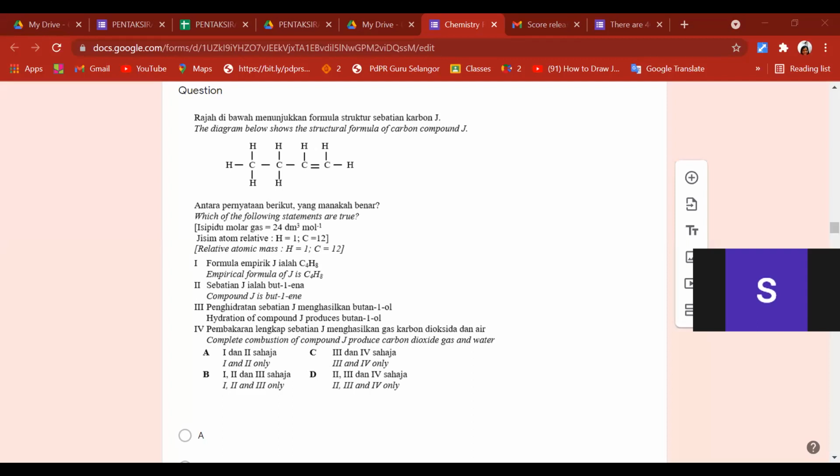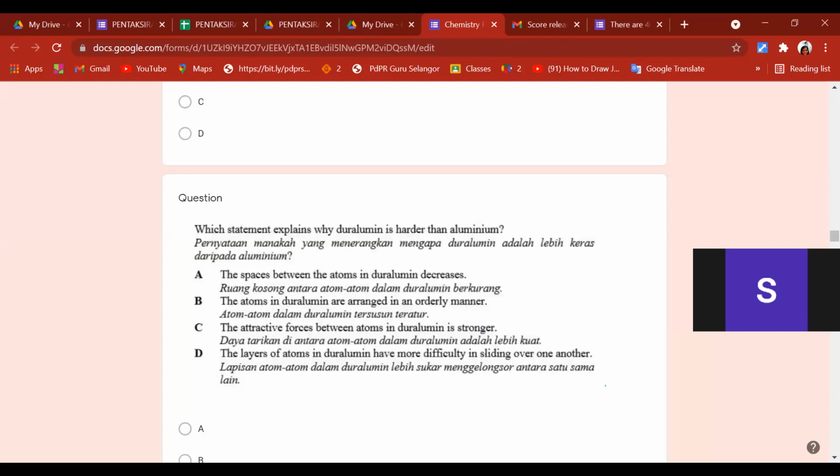Very simple. You have to find the easiest way to find the answer. Don't need to look at number 3 and 4. So straight away you know the answer is D, because A and B cannot, C cannot. Okay, so that is the best answer here. All right. Okay, next one.